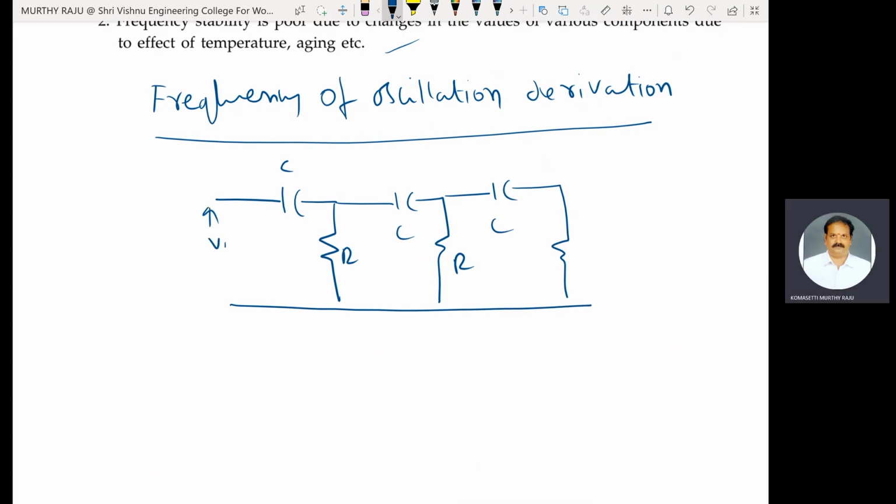This one is V0. V0 means output of the op-amp in inverting mode. VF is the output of the feedback network. That V0 is applied to this feedback network, three identical RC sections. Apply mesh analysis.